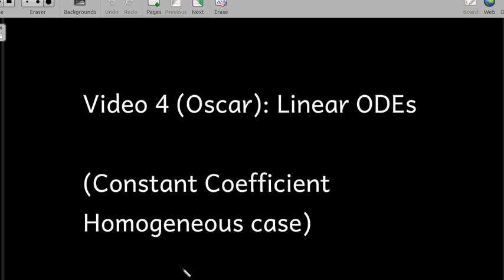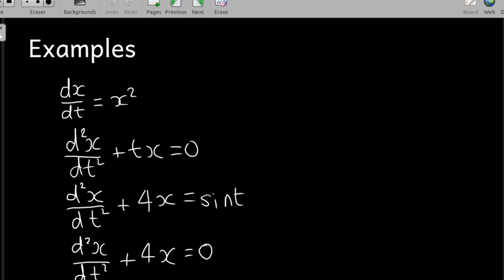So that means we can find the general solution just by finding a set of linearly independent elementary solutions to the differential equation. And there is no general method for finding those elementary solutions, except where the differential equation has constant coefficients, and that's what we're going to talk about today. So the first thing is to see what kind of differential equation we're talking about.